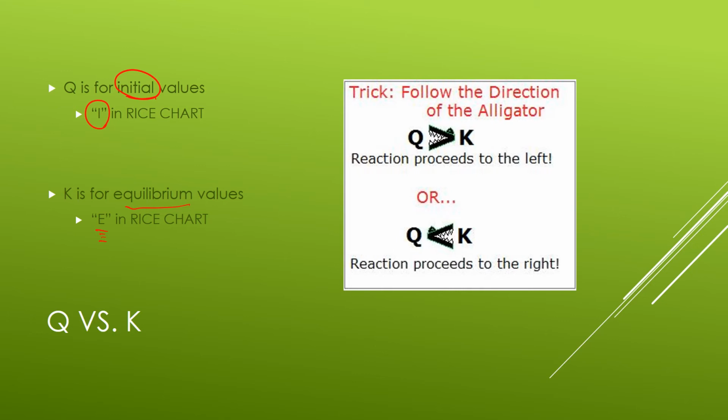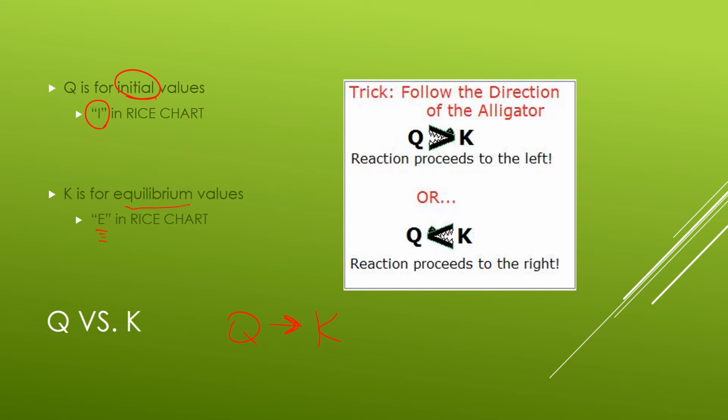Sometimes you don't know which way the reaction is going to go, so you don't know where to take your minus x's and plus x's, so you have to find Q to figure out what's going on there. So you use your initial values to find Q. If Q is less than K, then that means that the reaction has to proceed to the right in order for equilibrium to be established. Q less than K means that equilibrium hasn't been established yet.